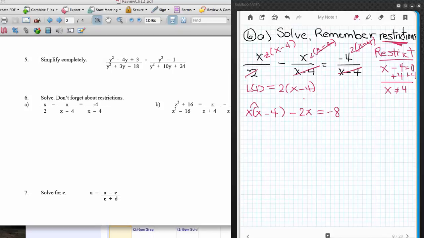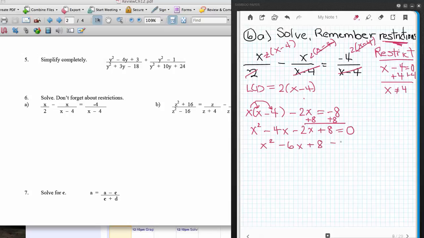Now I want to go ahead and distribute out here. So this is going to give me x squared minus 4x minus 2x, and because I notice that this is squared, I know that this is a quadratic equation, and quadratic equations must get solved with the zero factor property. So I'm going to go ahead and bring the 8 over here because that puts it in standard form, so I can go ahead and get the zero factor property. So this is plus 8, and that's equal to 0. So this is x squared minus 6x plus 8.